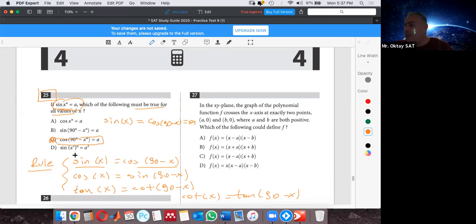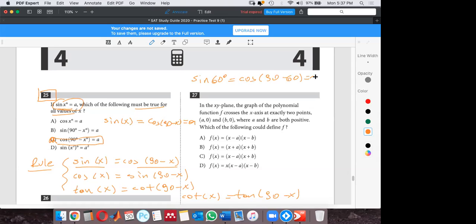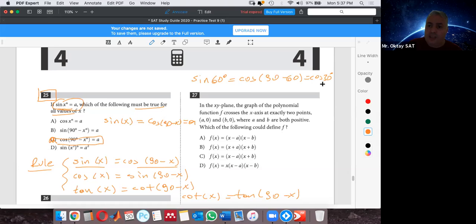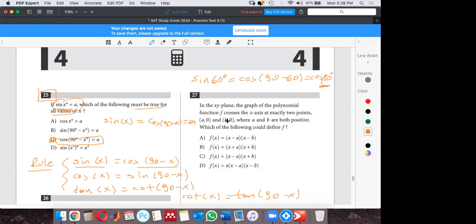Anything to ask me about this rule? For example, let me ask you, sine of 60 is equal to what? Cosine of 90 minus 60. So this is cosine of 30, right? Yes, sir. Okay. Do you have any question, guys? No, sir. Sir, I didn't understand this one very well.